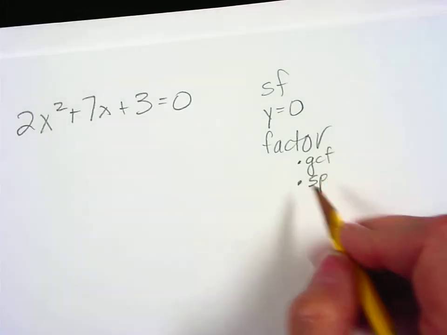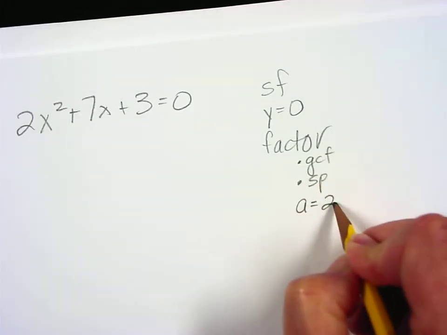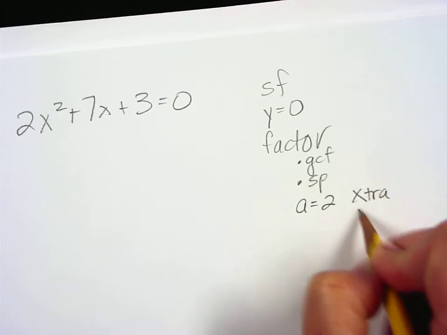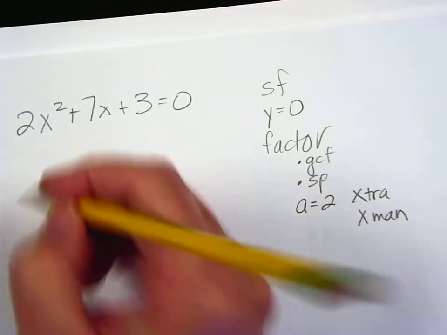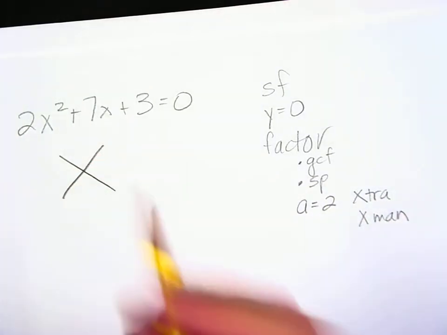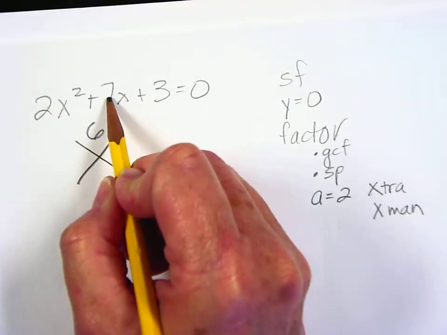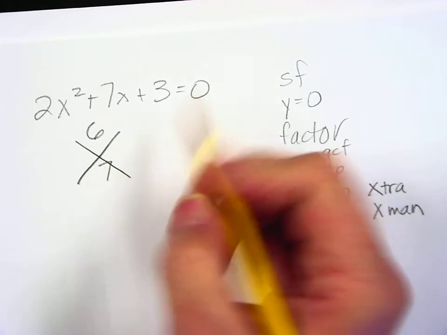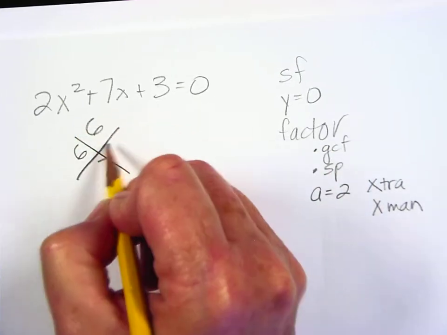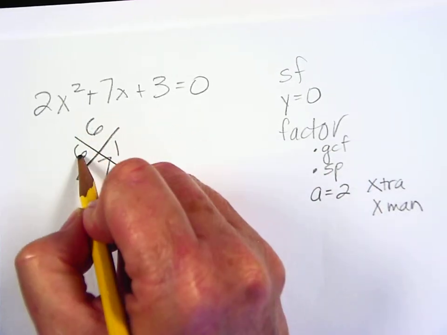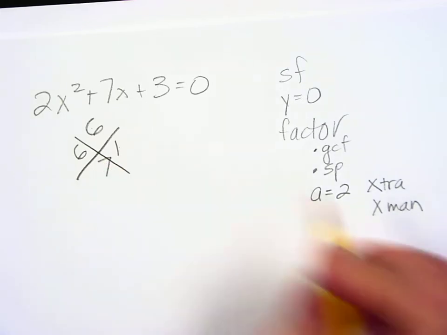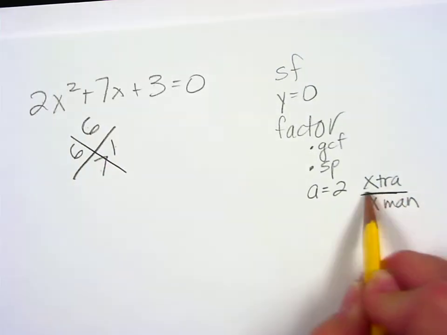So we're going to use, let's see, A equals 2. So that means I'm going to use extra X-man. So first thing I'm going to do is this. A times C is 6. And B is 7. So if I multiply 6 and 1, I get 6, and if I add 6 and 1, I get 7.